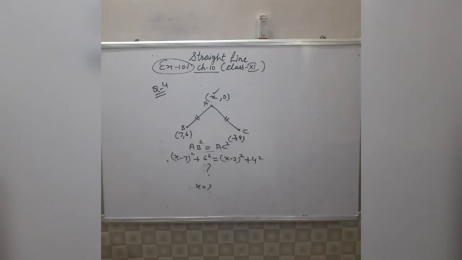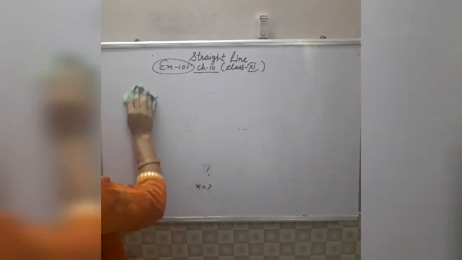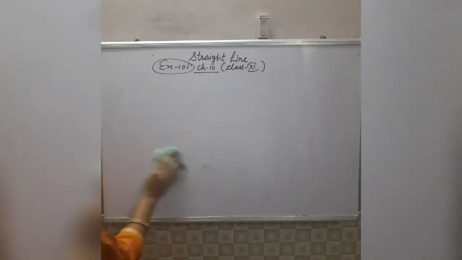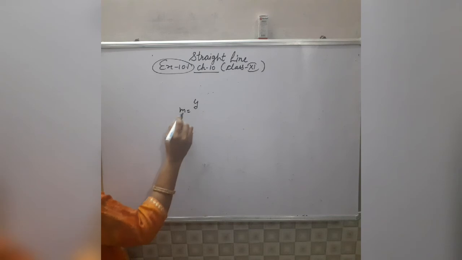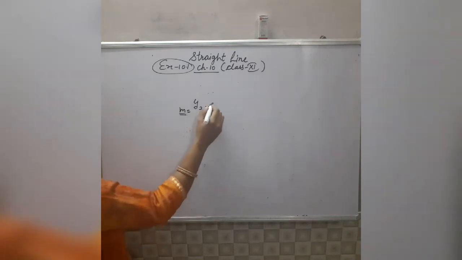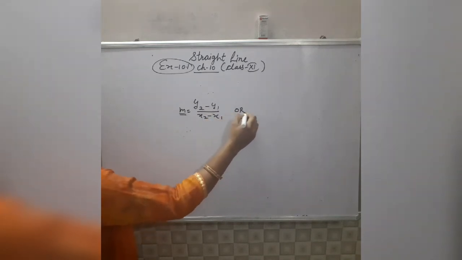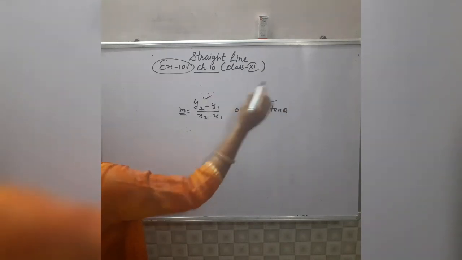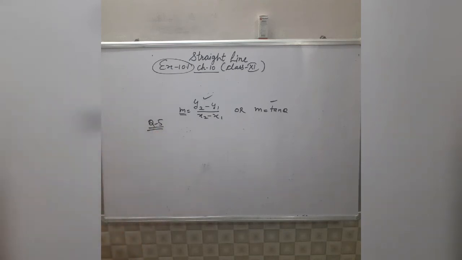Now see the 5th question. In the 5th question we will use the slope topic. Again I am telling you, the slope of a line is denoted by m. The formula for slope is (y2 minus y1) divided by (x2 minus x1), or the second formula for slope is tan theta. We will use any one formula out of these two according to the given information in the statement. Now see question number 5.